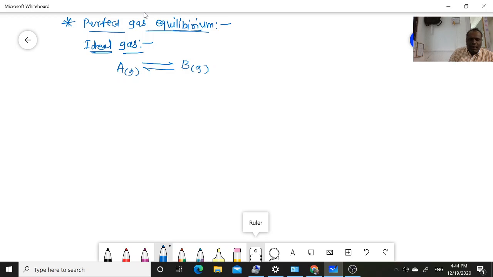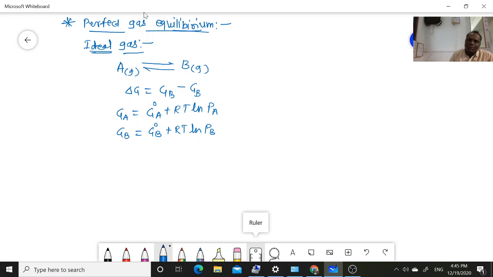Now delta G for this reaction will be, we know, G of B, the Gibbs free energy of the product, minus G of A, the Gibbs free energy of the reactant. So G of A is equal to what? G of A, the Gibbs free energy of the reactant, is equal to G0 of A plus RT ln Pa, and G of B is equal to G0 of B plus RT ln Pb.